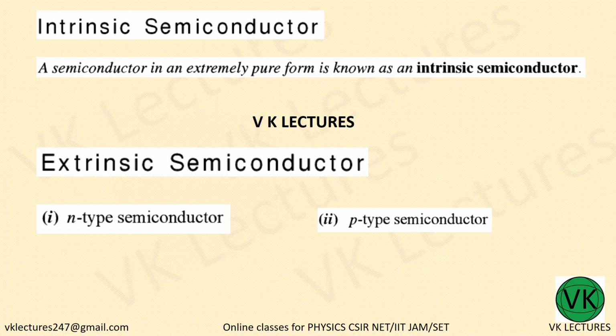Now coming to the types of semiconductor. Intrinsic semiconductor means an extremely pure form of any material. If we are talking about silicon, it is pure silicon. If you are talking about germanium, it is pure germanium.